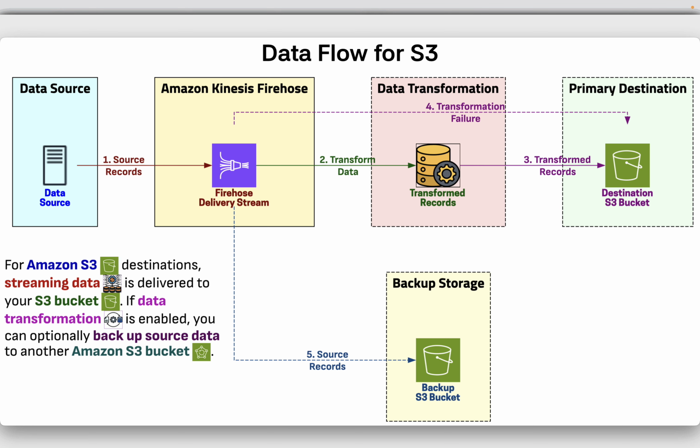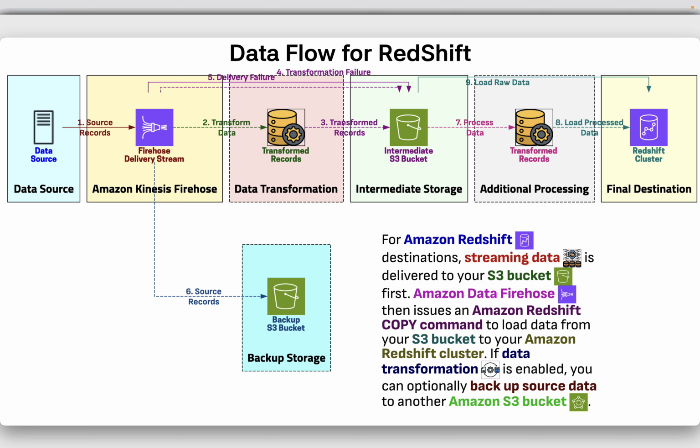Next we have data flow for Redshift, and for Amazon Redshift destinations, streaming data is delivered to your S3 bucket first. So it goes to the S3 bucket first here. So you can transform and you can store it in an intermediate S3 bucket. Amazon Data Firehose then issues an Amazon Redshift copy command. So from here, it will issue a copy command to load data from your S3 bucket to your Amazon Redshift cluster. If data transformation is enabled, you can optionally backup source data to another Amazon S3 bucket.